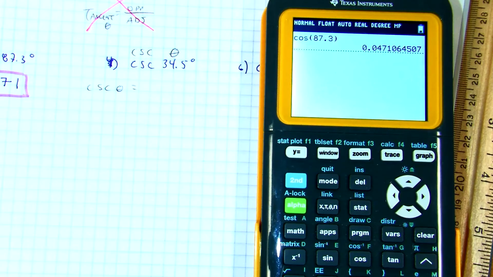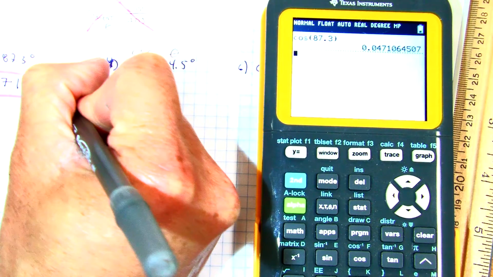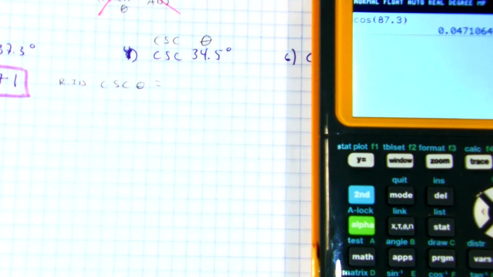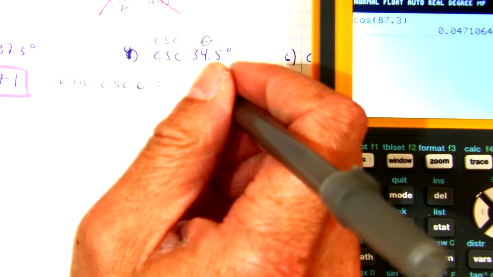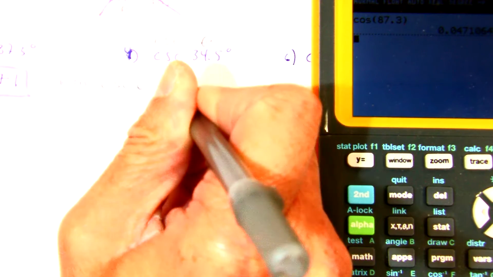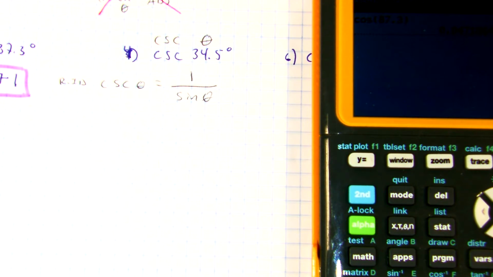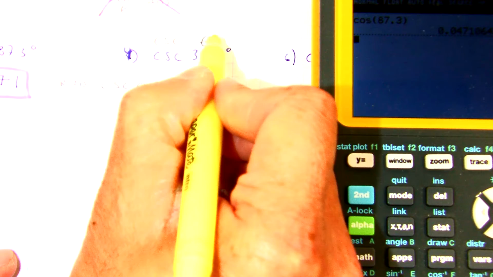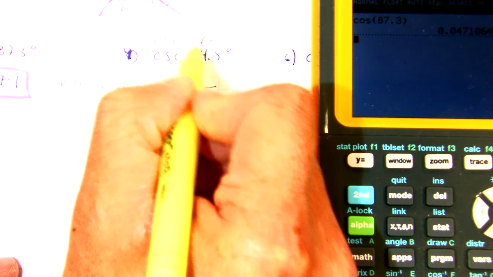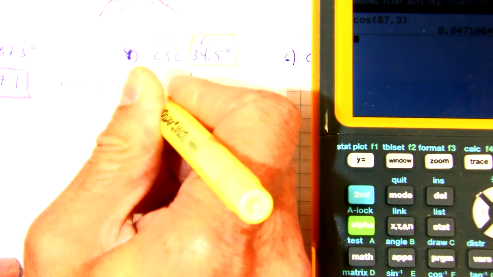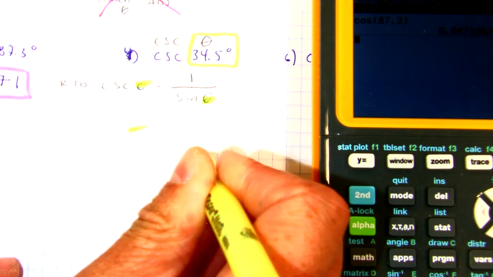I need a reciprocal identity that says cosecant of theta equals. Partner A, tell partner B, which reciprocal identity is that? Look at your formula sheet. Cameron? Cosecant of theta equals 1 over sine theta. There it is. That is the correct reciprocal identity. Now, because we wrote theta, theta is 34.5 degrees. So everywhere I see theta, I can write 34.5 degrees.